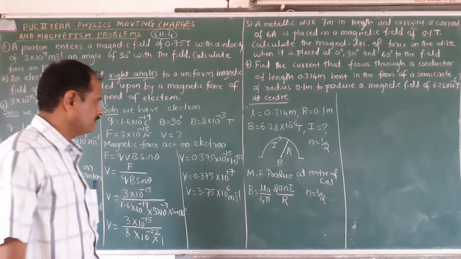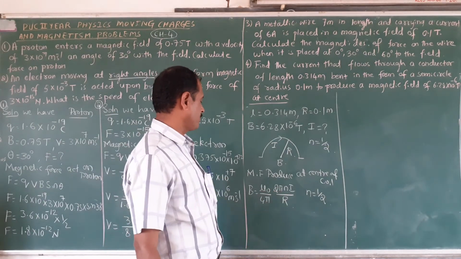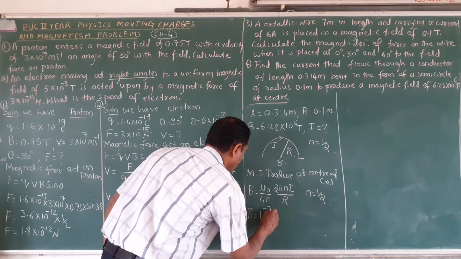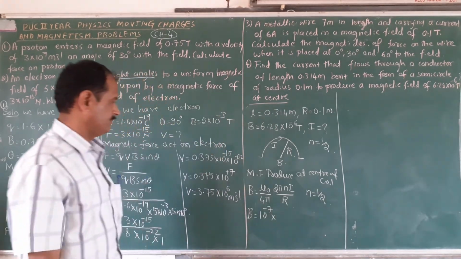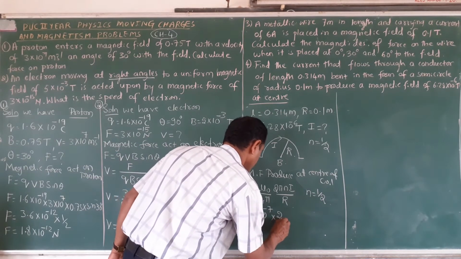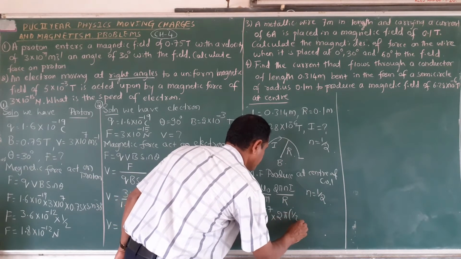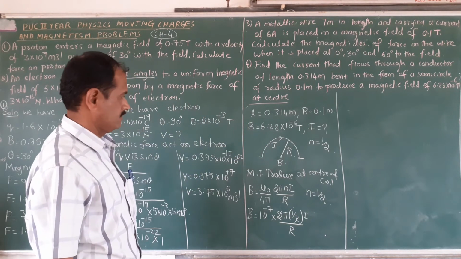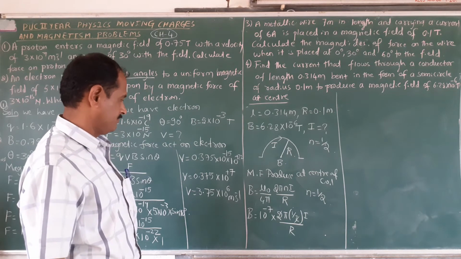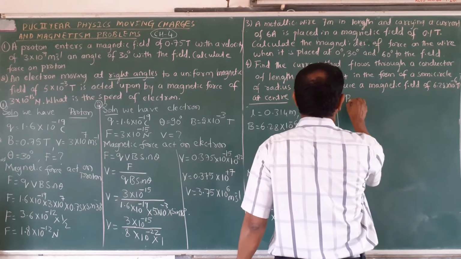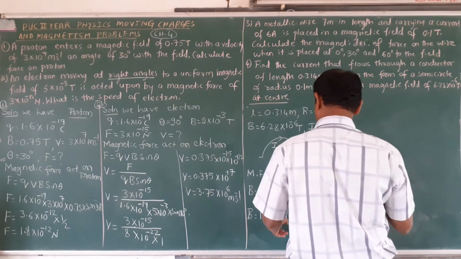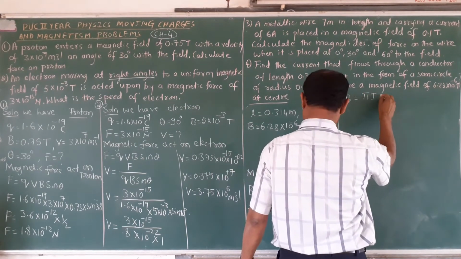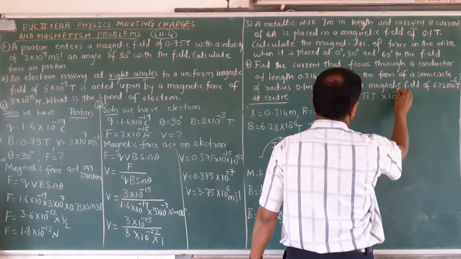Now see here, B is equal to mu naught over 4 pi, which is 10 to the power of minus 7, into 2 pi, into 1 by 2, into I, divided by R. The 2s cancel. What is remaining here? B is equal to pi I into 10 to the power of minus 7 divided by R.